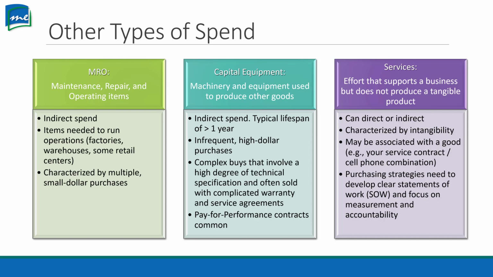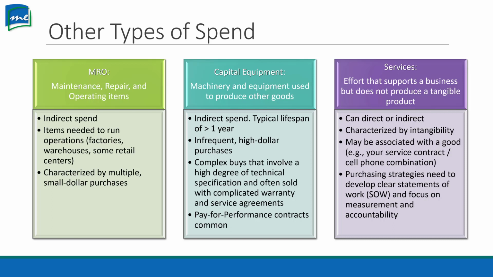So if we move over to capital equipment. So this is machinery and equipment used to produce other goods. Of course, this is another indirect spend. And then on our balance sheets, these are assets that typically last longer than 1 year. So we have our depreciation, which will last longer than a year. These are infrequent. We're not buying equipment all the time, and they're usually high dollar purchases.